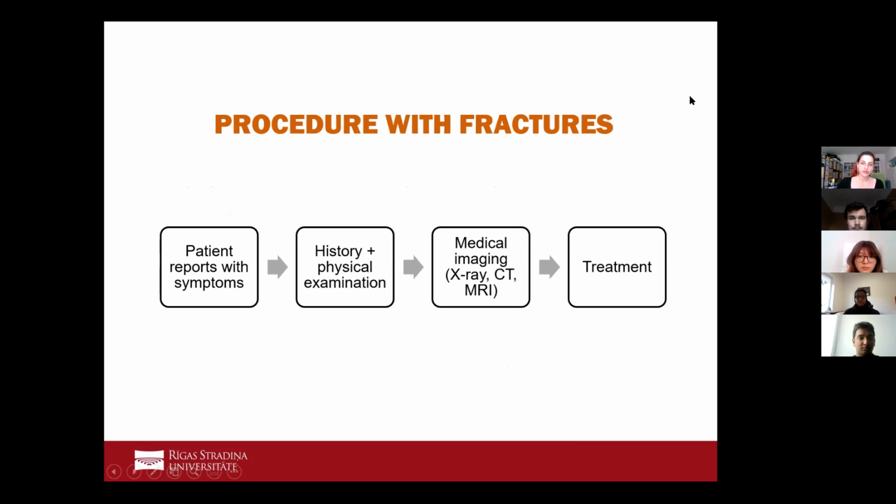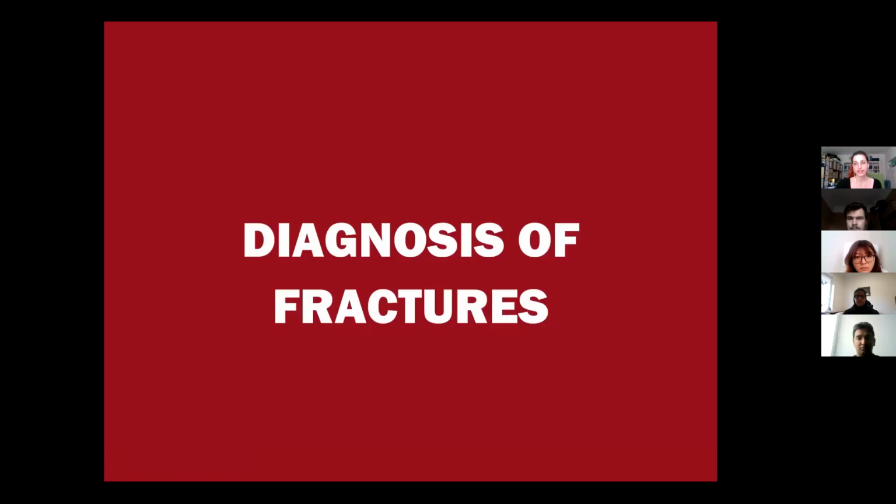The procedure with fractures will usually look like this. So a patient will first report with symptoms, either in clinic or somewhere else. Then a history and physical examination will be taken. We will proceed with medical imaging, so usually X-rays, but also CT scans or MRIs. And from that information, we can then suggest some treatment, so surgery, for example. But we're going to look at the diagnosis in radiology.